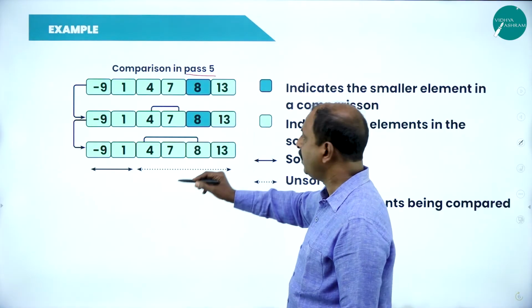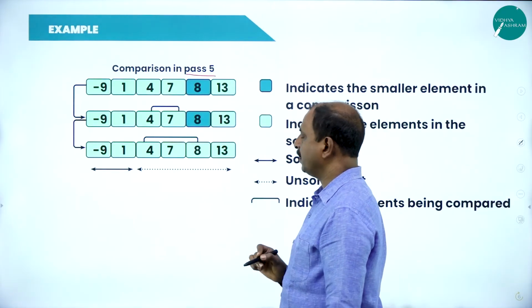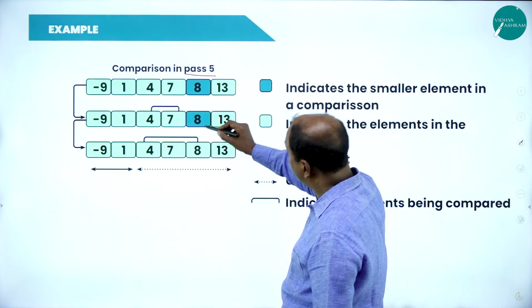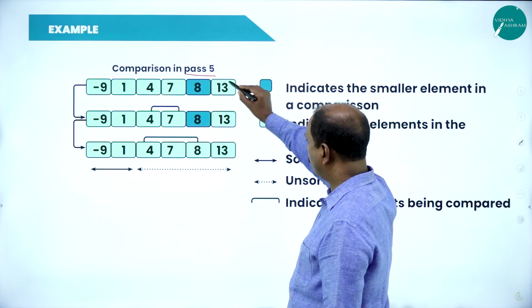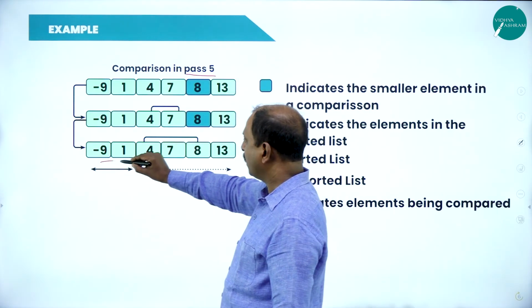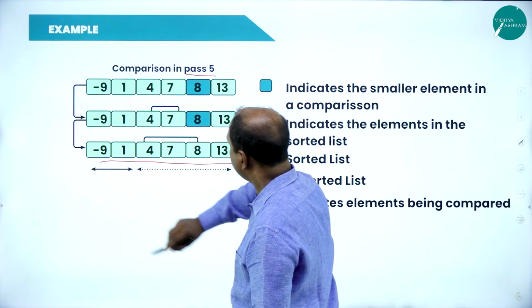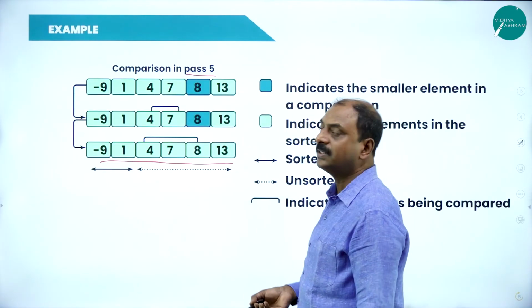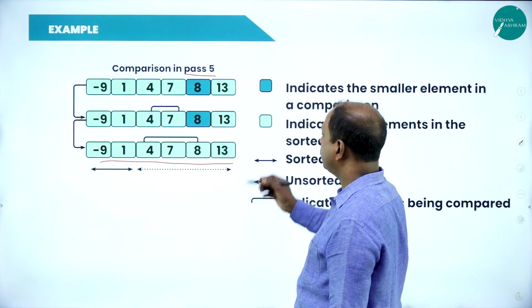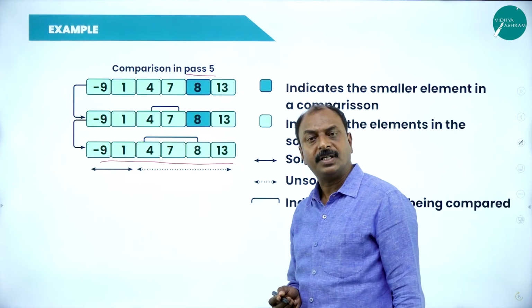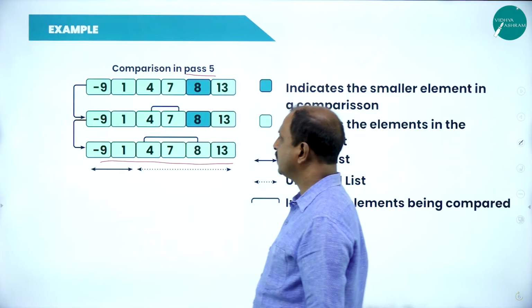We have to compare 8 and 13. Out of 8 and 13, 8 is the smallest element and already it is in its position. You need not swap this here. So at the end of pass 5, these are the elements. Our elements are arranged in this order. So this is the final list, or at the end of this selection sort, the elements are arranged in a definite order. In this example, the elements are arranged in ascending order. So this is the selection sort.